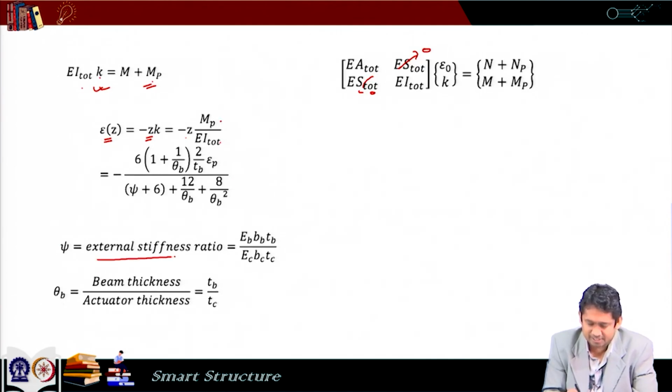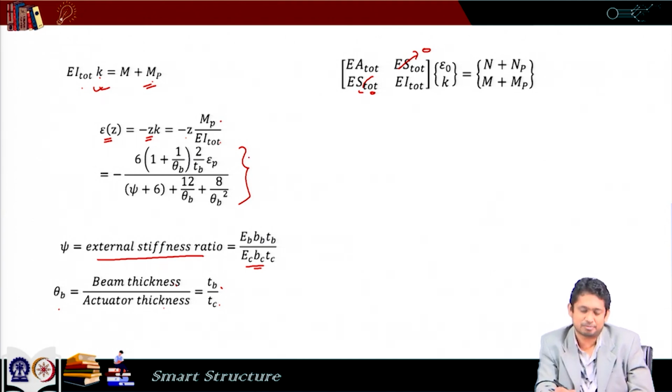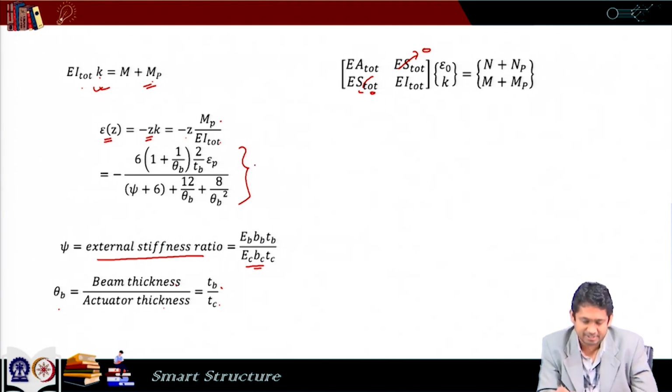Psi is the external stiffness ratio, EC BB TB by EC BC TC, and theta beam is the beam thickness ratio. So, beam thickness by actuator thickness, TB by TC. So, this expression is written in a more parameterized form, in terms of theta b and psi. We can parameterize as we need for anything.